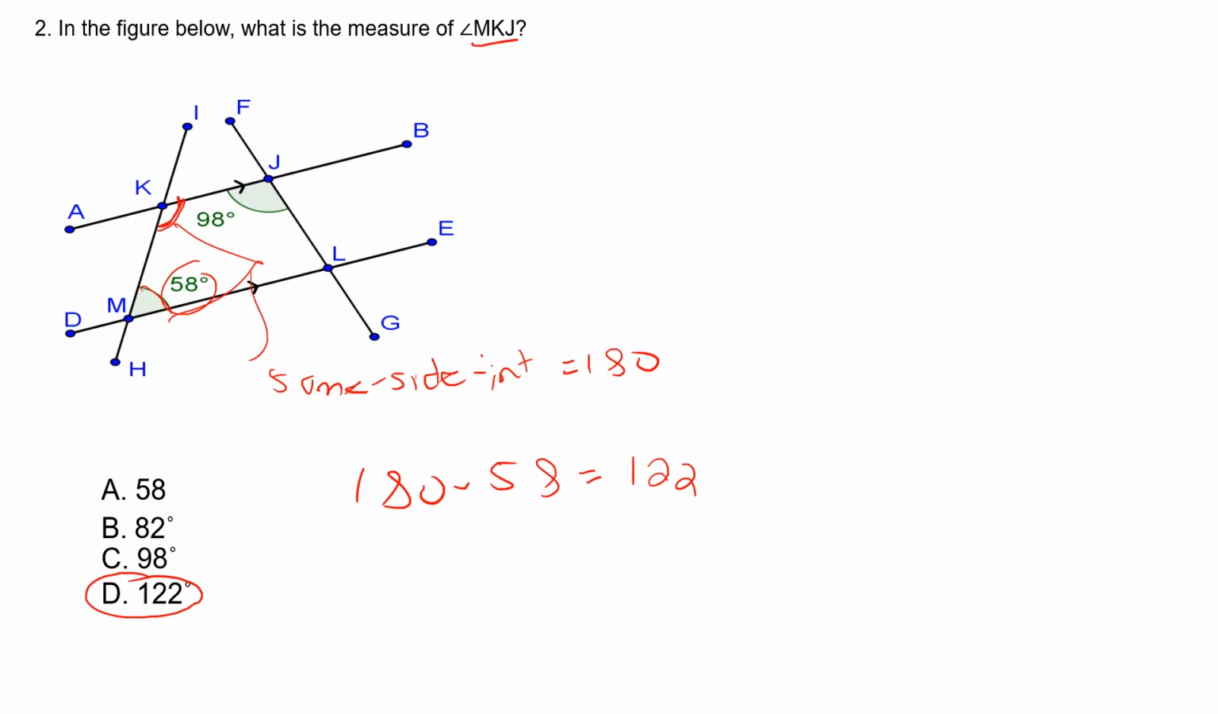So if you notice in both numbers 1 and 2, you were given extra information that you don't need. We don't have to use this 98-degree angle here. So just because you're given extra numbers or information does not necessarily mean that you have to use it. So keep that in mind when you're taking your test.